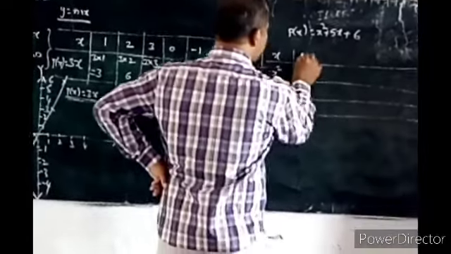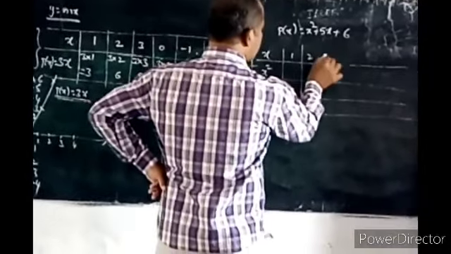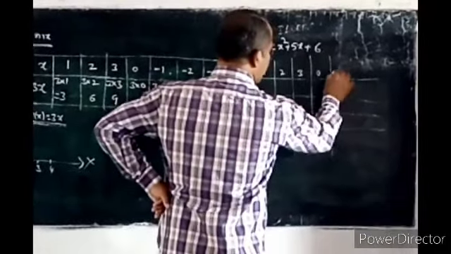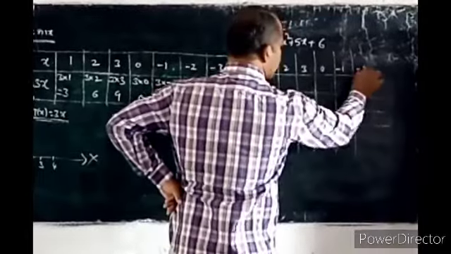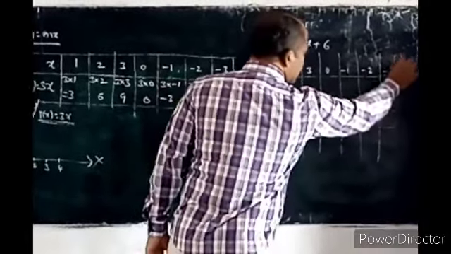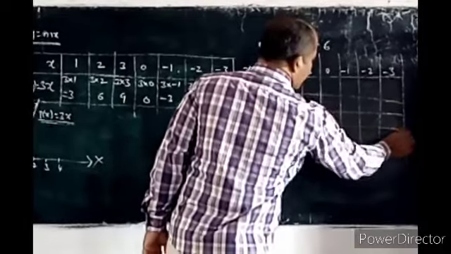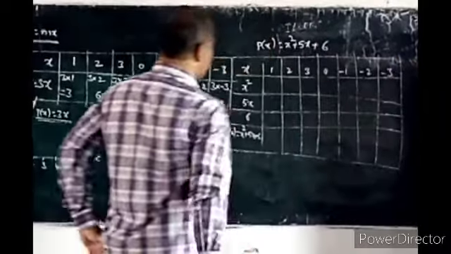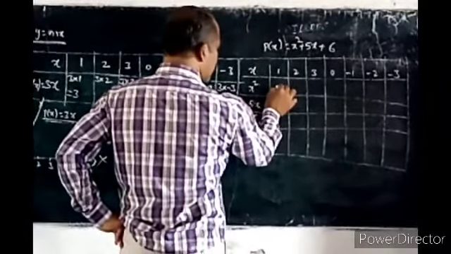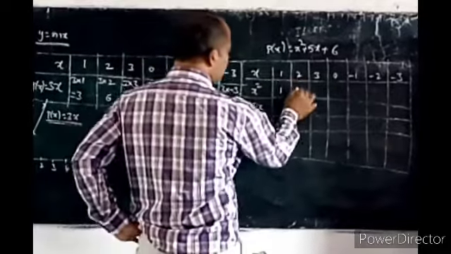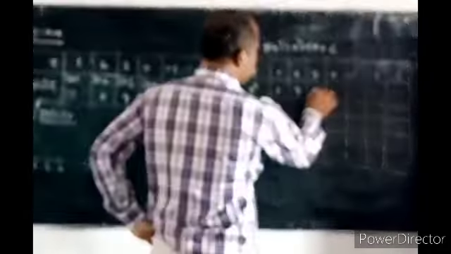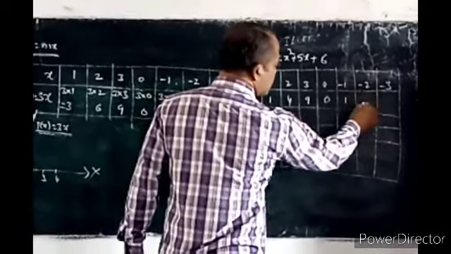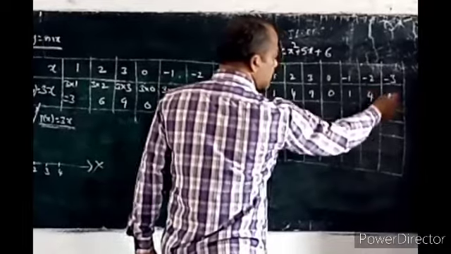In the same manner, 1, 2, 3, 0, minus 1, minus 2, and minus 3. Find the values for different numbers. Now when x is equal to 1, x square is 1 square, 1 only. 2 square, 4. 3 square, 9. 0 square, 0. Minus 1 square, 1. Minus 2 square, 4. Minus 3 square, 9.